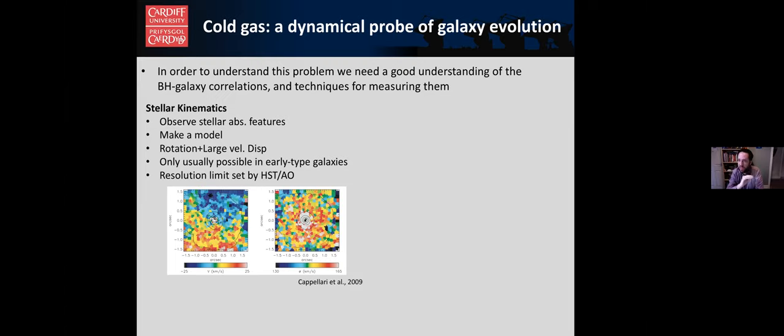And the resolution that you need to do it is really set by HST at the moment, and adaptive optics, which basically reach the same sort of resolution. So that really sets the limit on how far out in the universe we can probe with that method.